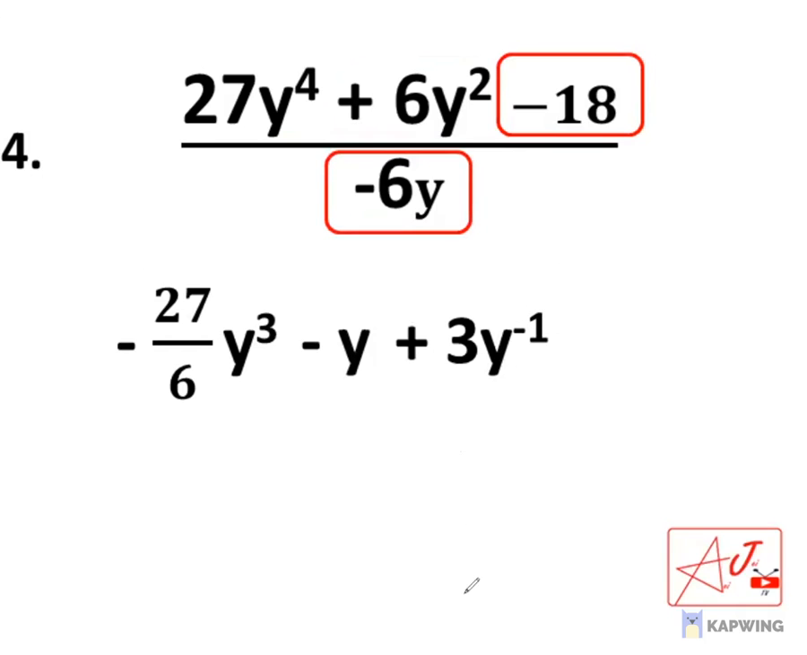So, ito po yung ating answer. Pero, hindi po yan yung naka-simplest form. Isi-simplify pa po natin yan. I-reduce natin sa lowest term. Tingnan muna natin yung first term natin. Si 27 over 6 ay pwede po pong i-simplify. Both of them are divisible by 3. Pwede natin silang i-divide kay 3. 27 divided by 3 is 9 and 6 divided by 3 is 2. So, ang ating answer dyan ay negative 9 over 2y cubed.